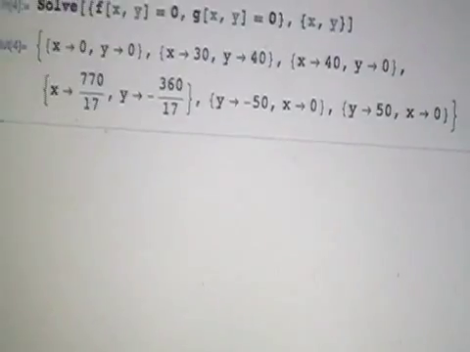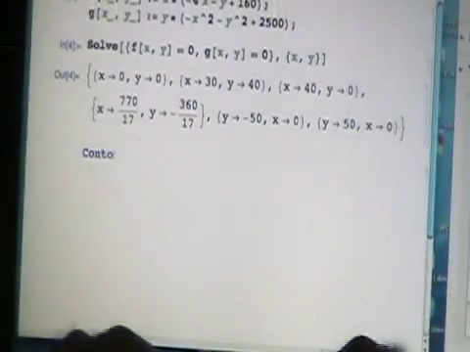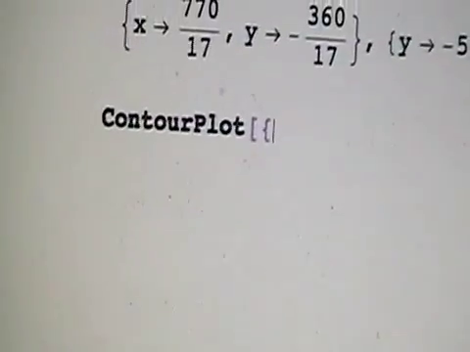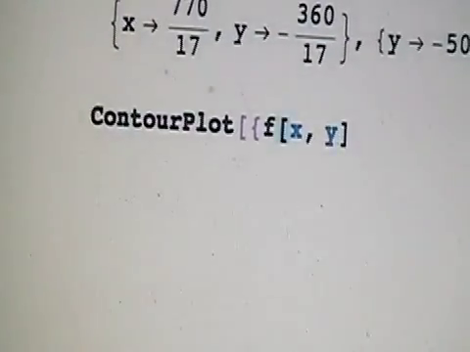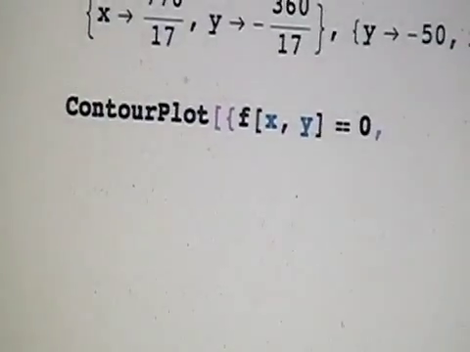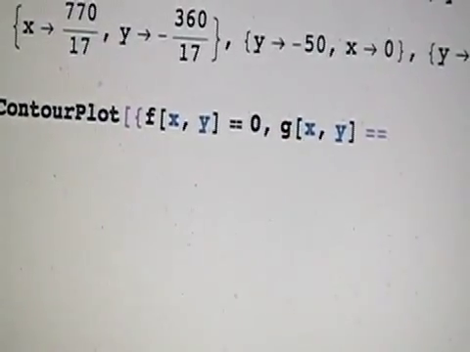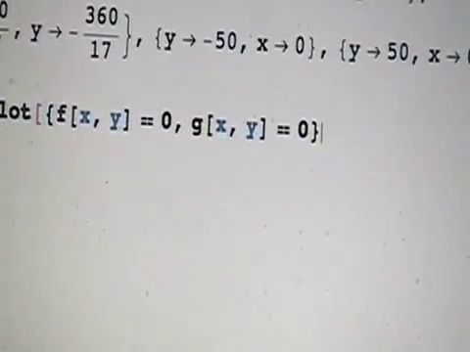What I'm going to do is use ContourPlot to plot the nullclines. The x nullcline is where f of x, y is 0. The y nullcline is where g of x, y is 0. ContourPlot will plot those equations.